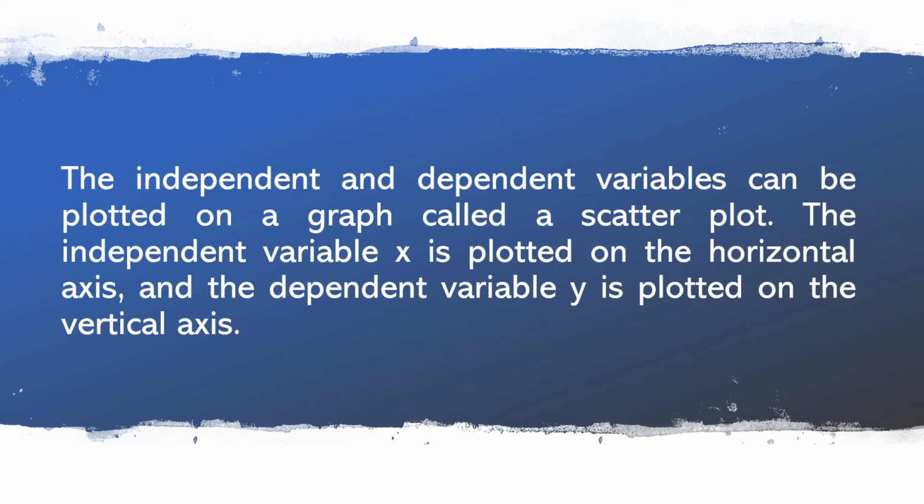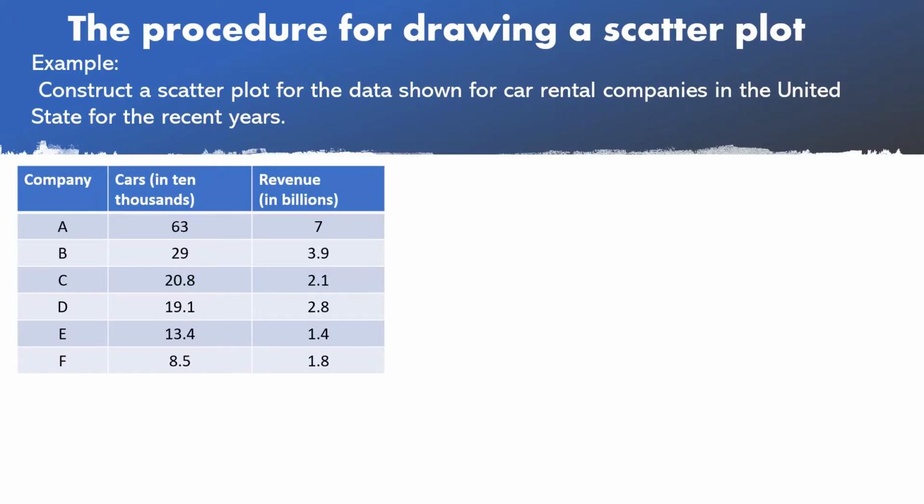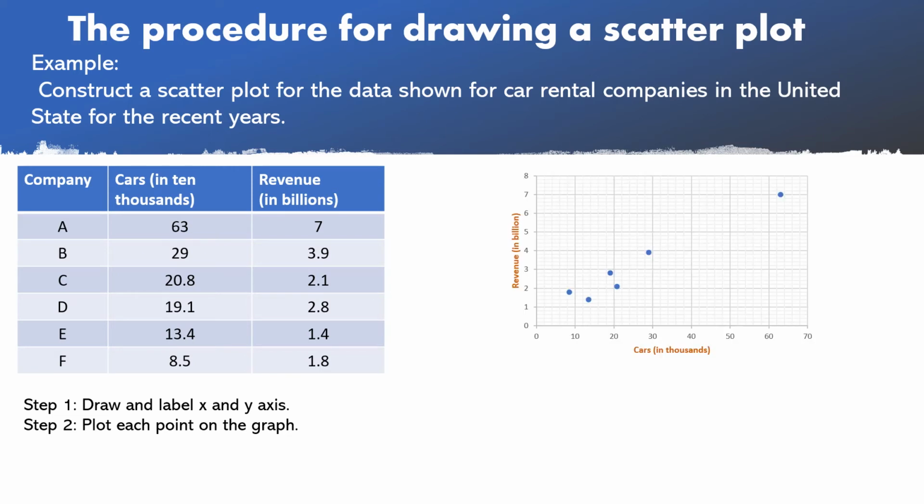The independent and dependent variables can be plotted on a graph called a scatter plot. The independent variable x is plotted on the horizontal axis and the dependent variable y is plotted on the vertical axis. The procedure for drawing a scatter plot. Example: construct a scatter plot for the data shown for car rental companies in the United States for the recent years. As we can see, we have the data here. Step 1. Draw and label the x and y axes. Step 2. Plot each point on the graph.